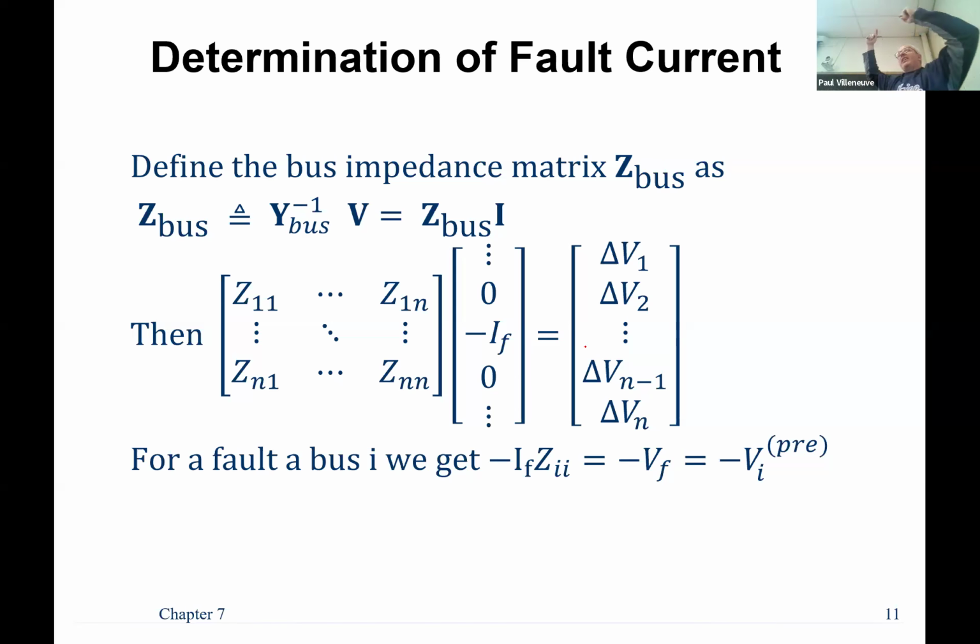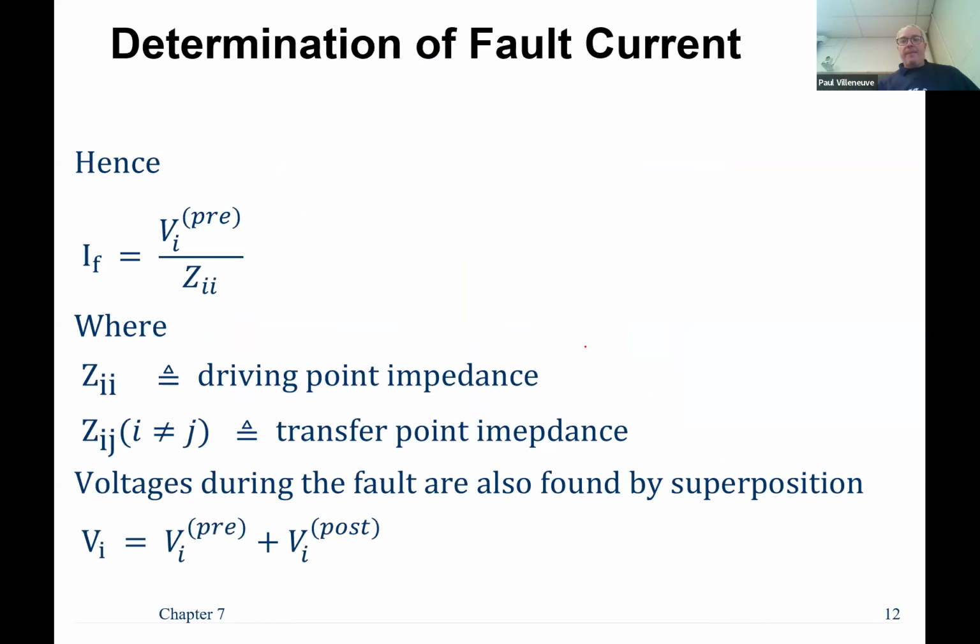How much current is going into the fault because of the connection between bus 2 and 72? I can solve for that by taking V at bus 72 minus V2 and dividing that by my transfer impedance here, and I can get the current flow. But I still need to get the delta V's, those changes in voltages as a result of the fault. So I'm just going to use V equals Z bus I and get my delta V's.